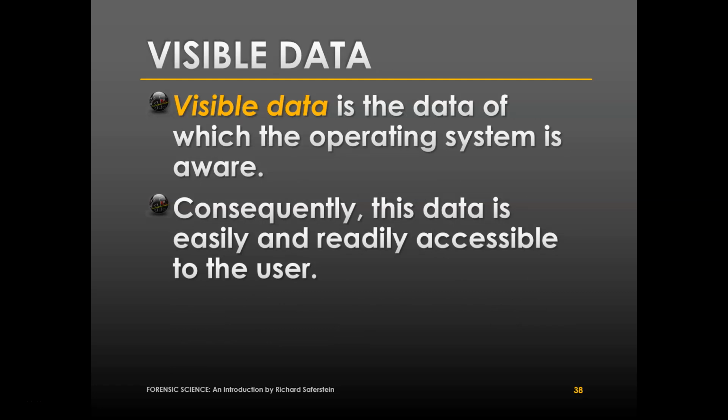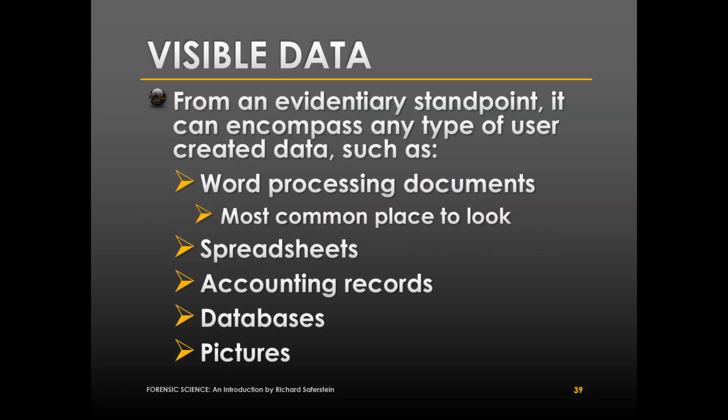So I mentioned earlier that there were two types of data, visible and latent. Visible data is the data of which the operating system is aware. This data is easily and readily accessible to the user. From an evidentiary standpoint, it can encompass any type of user-created data, such as word processing documents. This is actually the most common place to look when trying to find information on a computer.